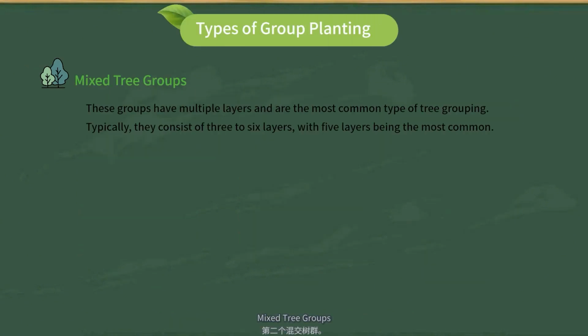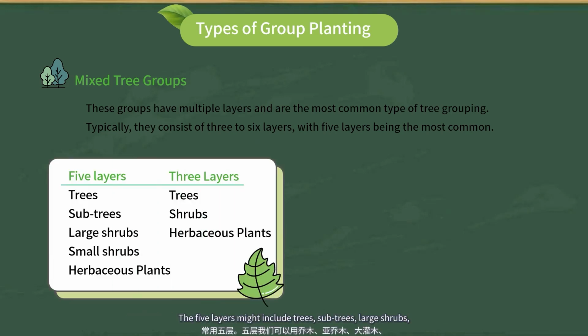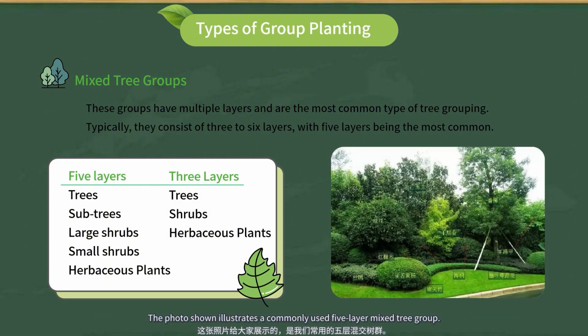Mixed tree groups. These groups have multiple layers and are the most common type of tree grouping. Typically, they consist of 3 to 6 layers, with 5 layers being the most common. The 5 layers might include trees, subtrees, large shrubs, small shrubs, and herbaceous plants. Alternatively, a 3-layer structure could be used, consisting of trees, shrubs, and herbaceous plants. The photo shown illustrates a commonly used 5-layer mixed tree group.